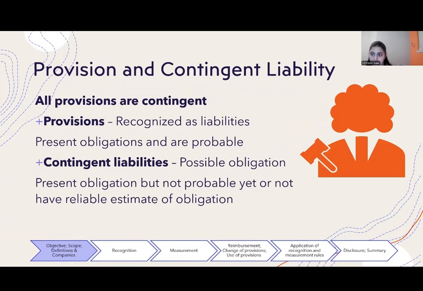All provisions could be contingent, but all contingent liabilities could not be provisions. Provisions are recognized as liabilities. They are present obligations and are probable. Contingent liabilities are possible obligations. They are present obligations, but they are not probable, or maybe their amount is not reliably measured yet.